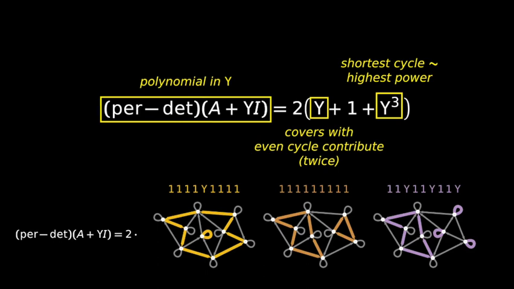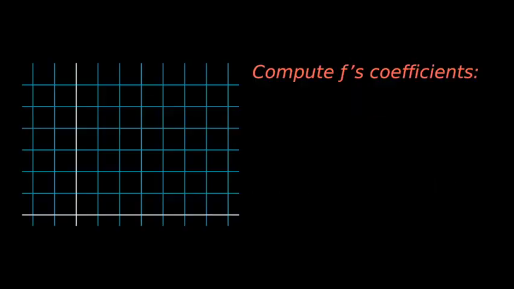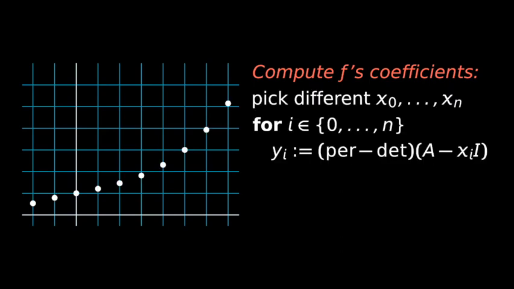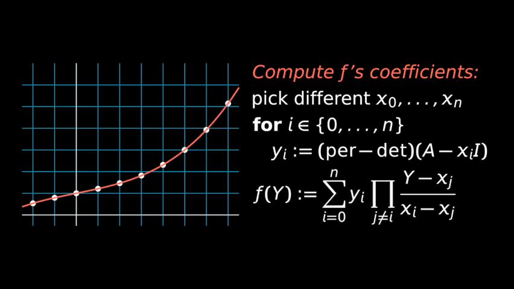Algorithmically, this still looks quite useless because the permanent is famously difficult to compute, but let's soldier on. First, let's get rid of the polynomial, and this is quite standard. The polynomial we're after has degree at most n, so we can interpolate its coefficients from n+1 evaluations. We just need a field so that we can divide, and the field has to be large enough.